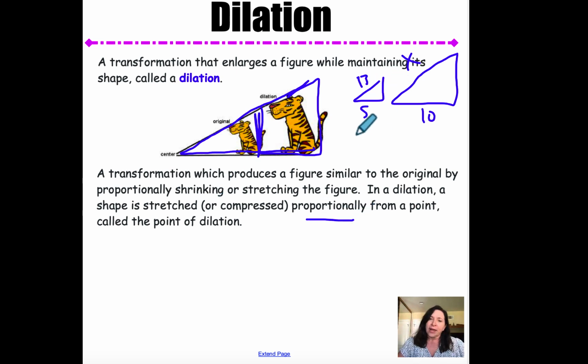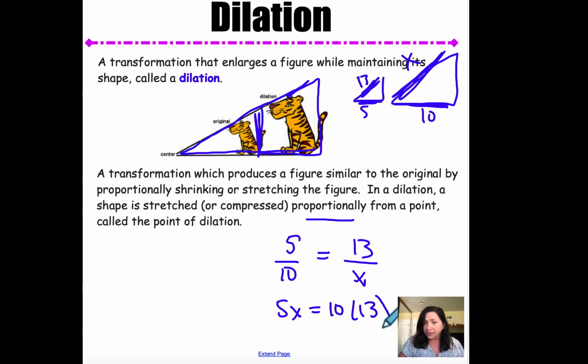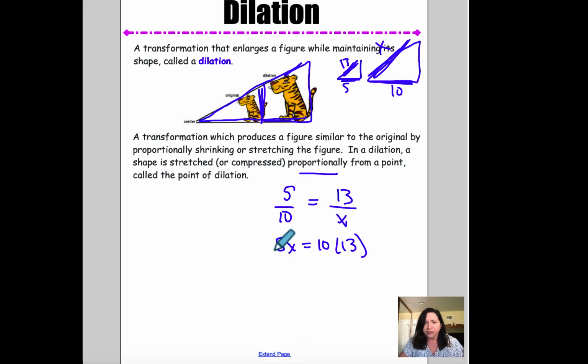I would say 5 is to 10 as 13 is to x. This side is to this side as this side is to this side. And then of course I would cross multiply: 5x equals whatever 10 times 13 is. I'm not going to multiply that out because I'm going to divide out 5. Then I get x equals 2 times 13, which is 26. So this length would be 26.